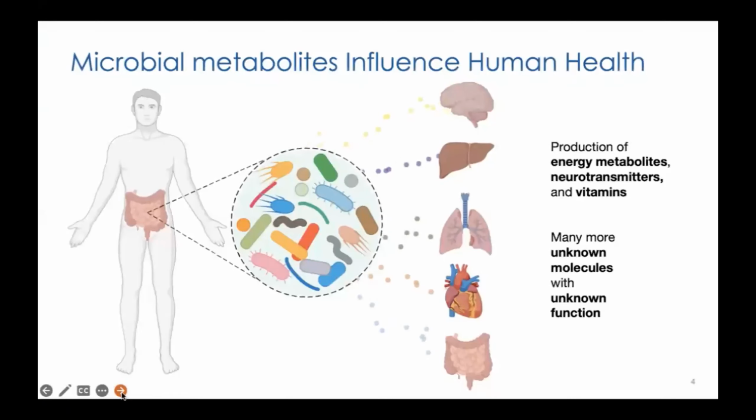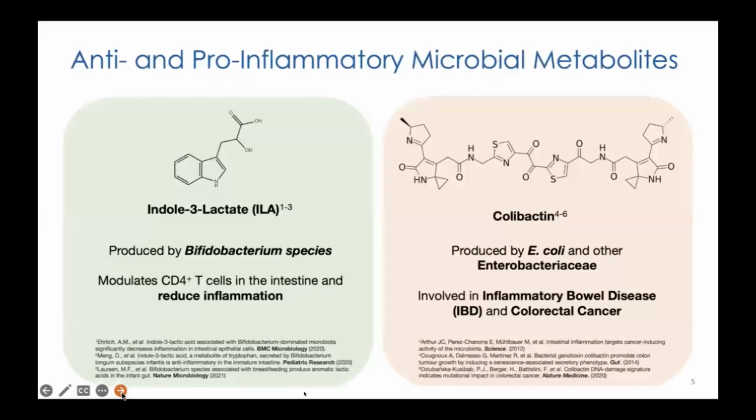Now, one of the major ways that they contribute to human health is through the metabolites that they produce. And oftentimes, this is really a yin and yang. Just to show you two examples of molecules where you can think about the yin and yang of microbial metabolites, because in some cases they're beneficial. ILA, for example, can reduce inflammation, whereas colibactin tends to increase inflammation, and it tends to be associated with inflammatory bowel disease and colorectal cancer. In fact, it's a DNA intercalator, and it actually cleaves DNA.